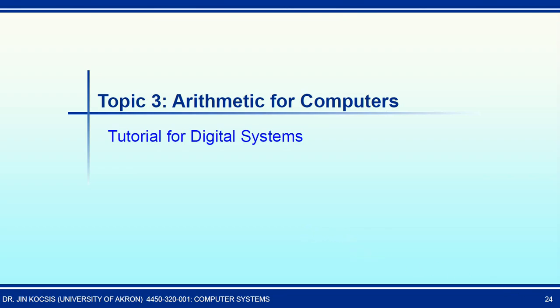Okay, so now we have basically finalized all the material in topic 2. We will continue to topic 3, the arithmetic for computers. Before we talk about the details of topic 3, we want to provide some tutorial for digital systems. I believe the student lecture already provided the information here, in other words, the TA already provided the information here. I just want to go through some more.